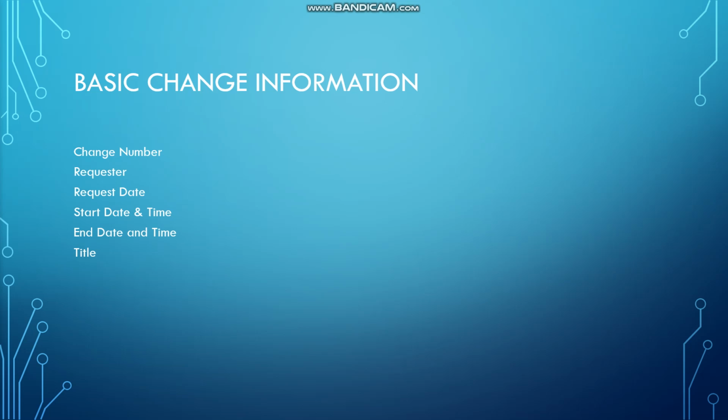Next, you will have a very short title of the change and then a description that further defines what the change is about. Next, a justification. Why is this change absolutely necessary? Then you want to list the affected devices or services. What are you making changes to? The device or service, etc.